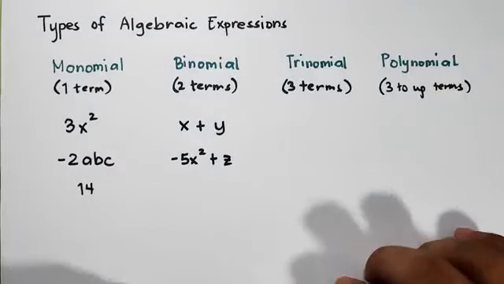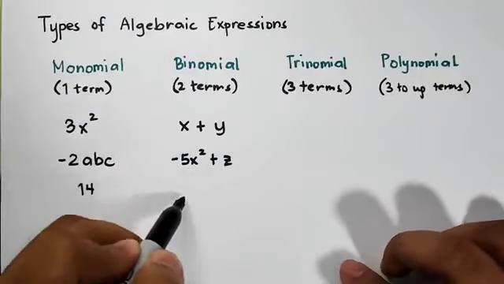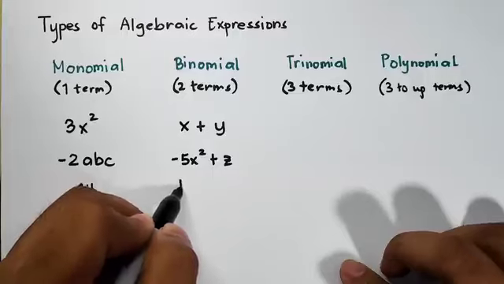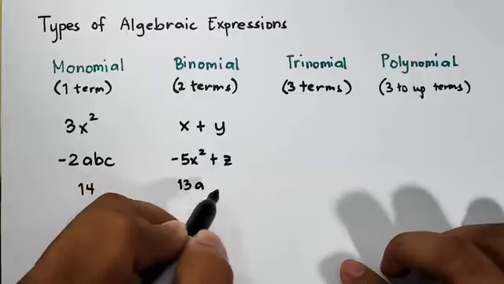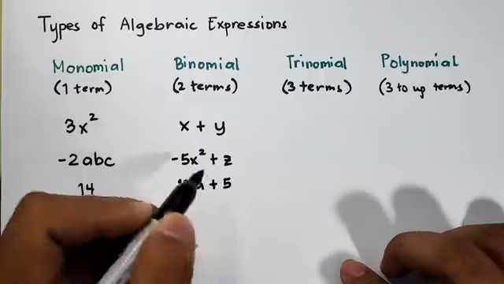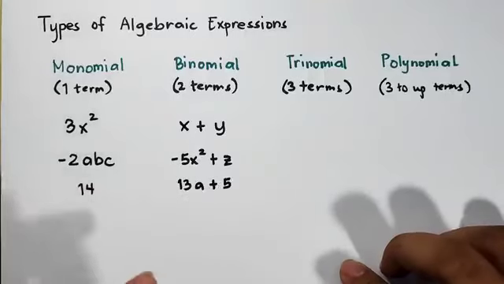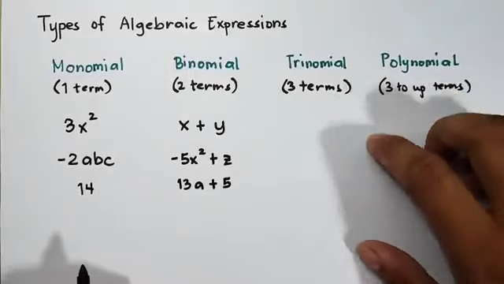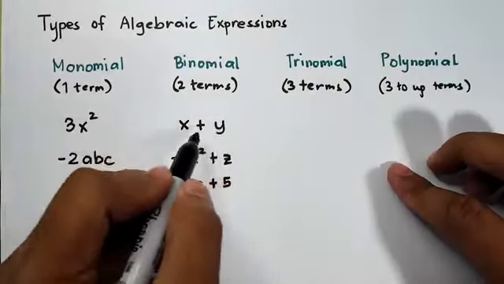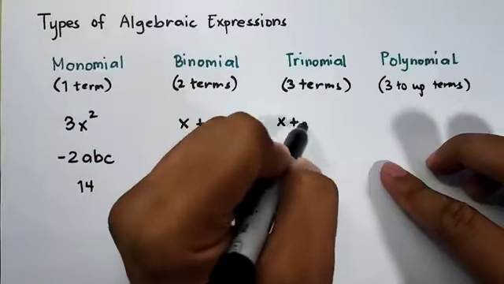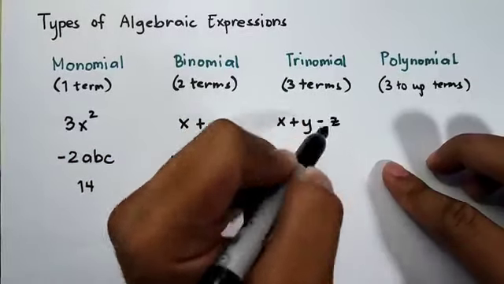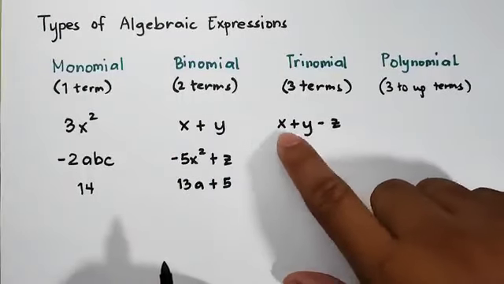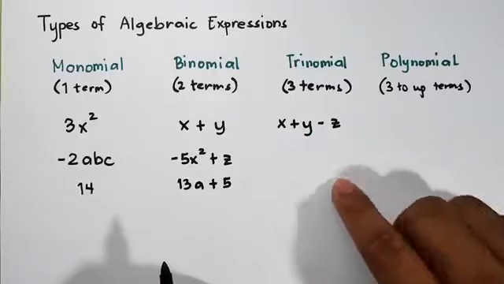So let me add another example for this. Let's try having 13a plus 5. 1, 2. We have 2 terms. So let's move on for the trinomial. We have 3 terms. For 3 terms, simple lang na yan. Let's say x plus y minus z. This one is a trinomial. 1, 2, 3. Separated by addition or subtraction.